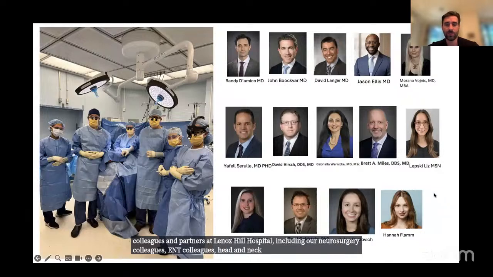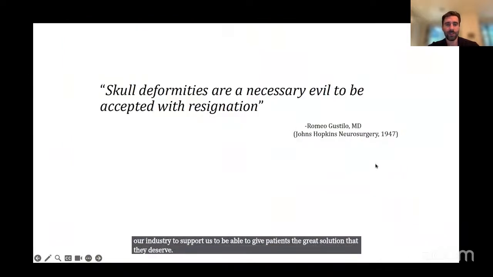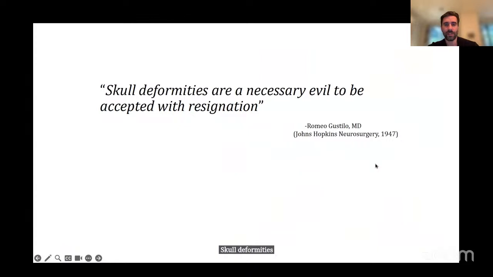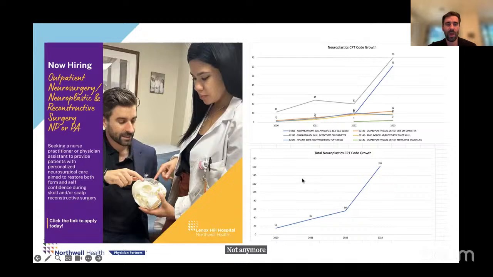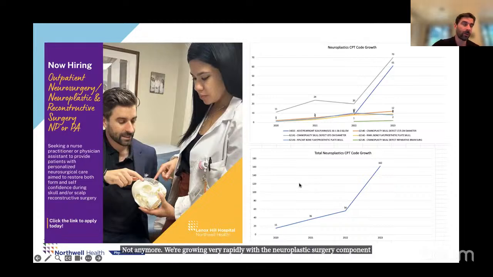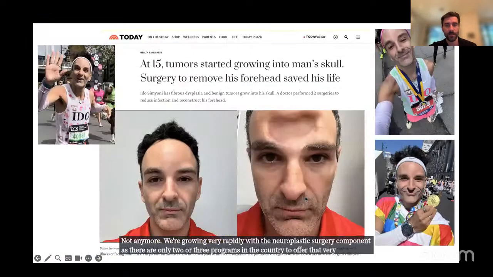our industry partners, to support us to be able to give patients the great solution that they deserve. Skull deformity was a necessary evil to be accepted with resignation. That was done. That was a correct statement in 1947, by a chair at Johns Hopkins. Not anymore. We're growing very rapidly with the neuroplastic surgery component, as there are only 2 or 3 programs in the country to offer that very specific, unique skill set.